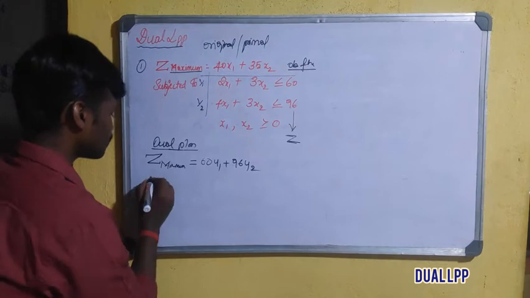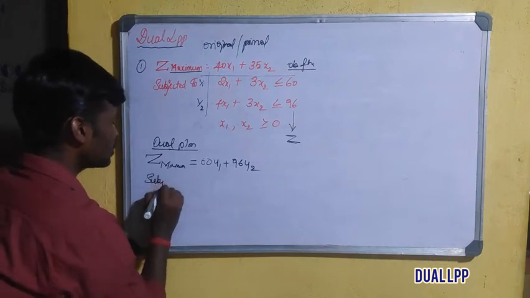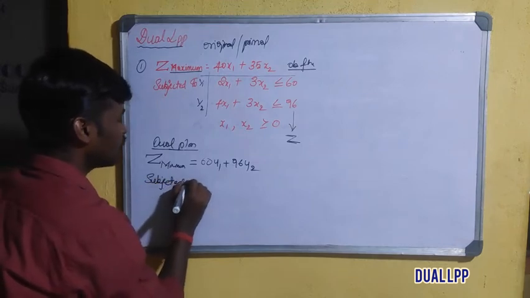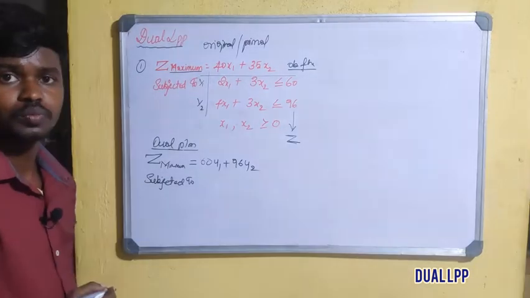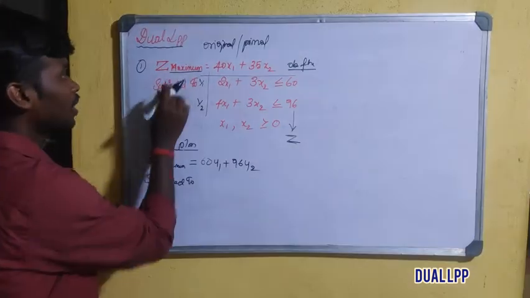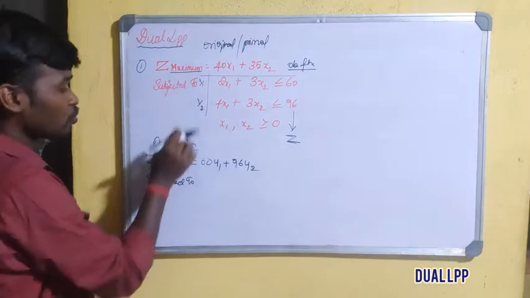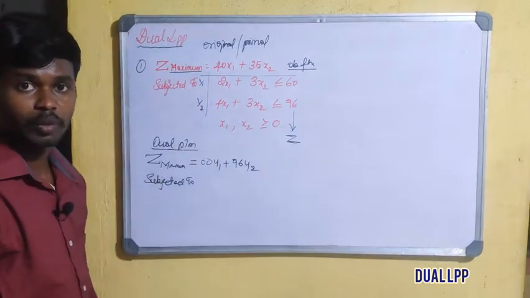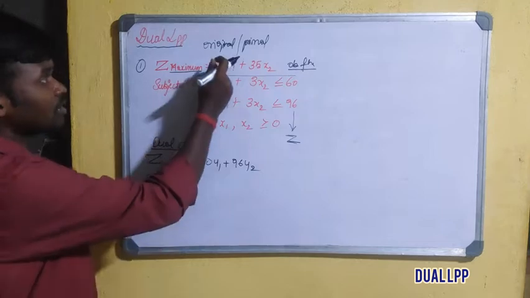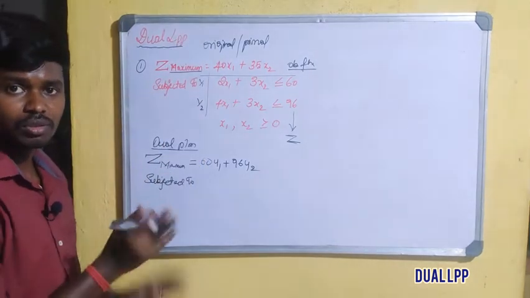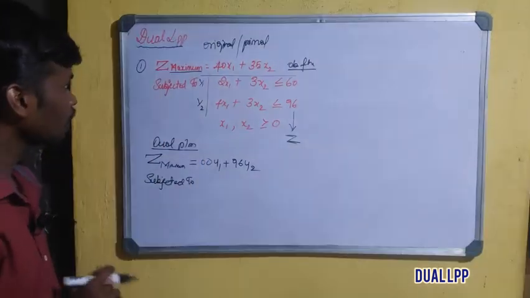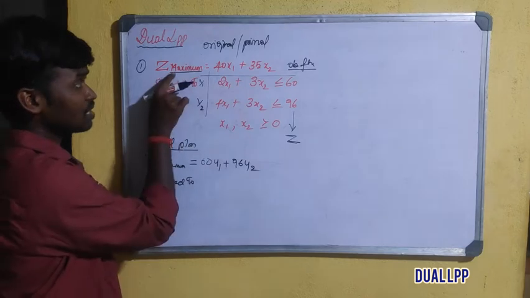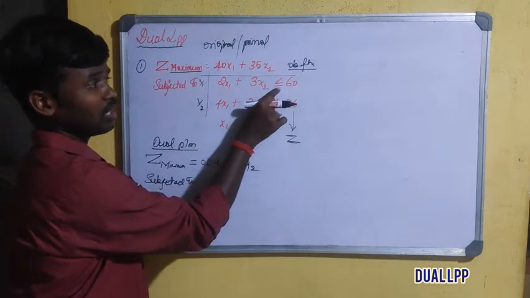Now we have to form the constraints, subjected to. Also keep in mind that we have to use the opposite objective. Maximum is given here, so we have to take minimum, because we are converting the primal into the dual. Opposite directions come there. And also see the symbols here: for maximum, the constraints here are less than or equal to.